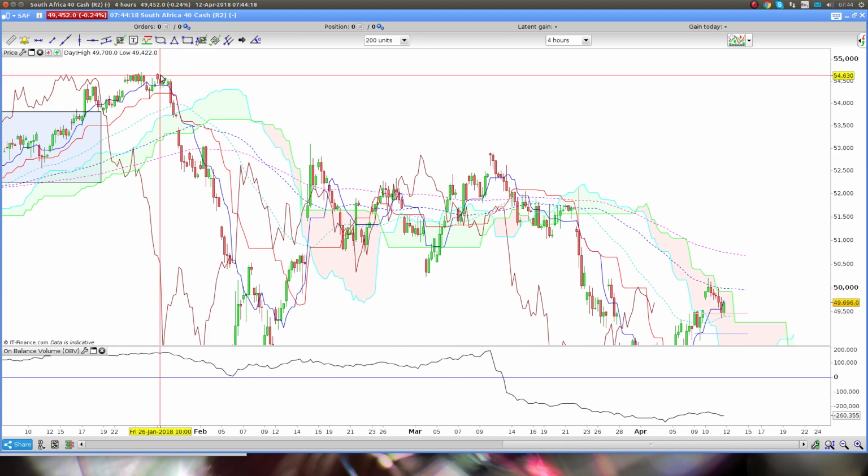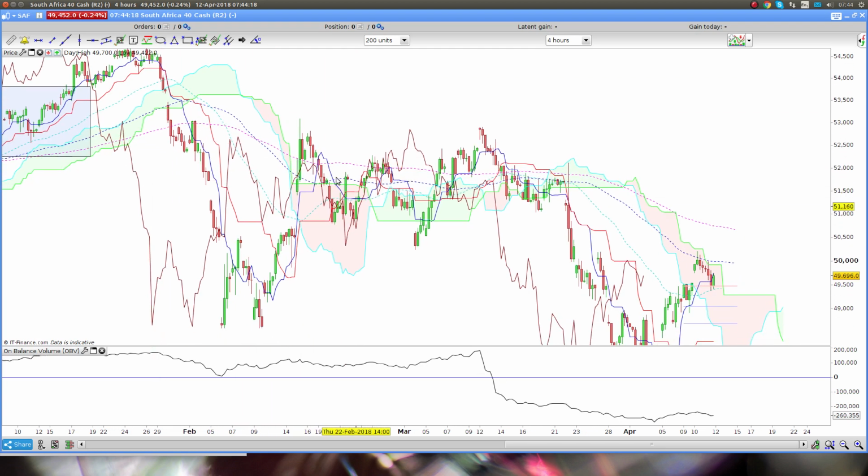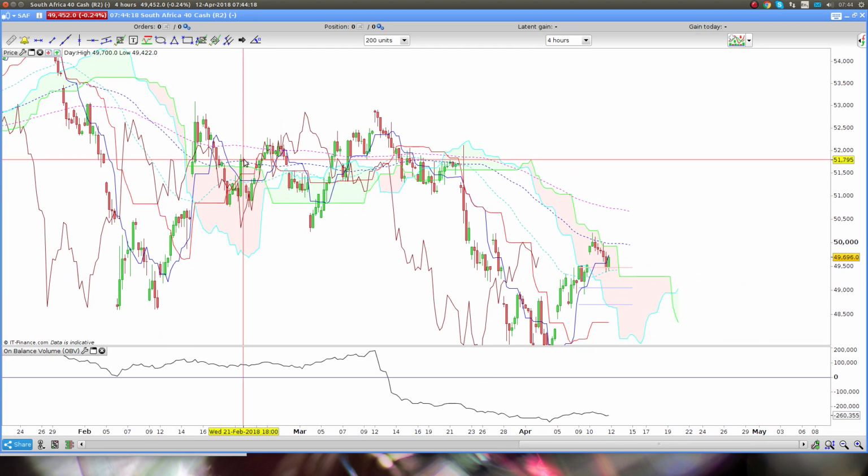So I hope that helps, guys. Remember, be conservative and pay attention to those breakouts. They're actually pretty important. When they do break out, it does generate you substantial profits as well.